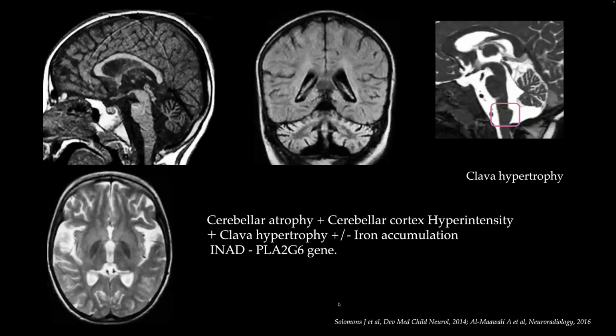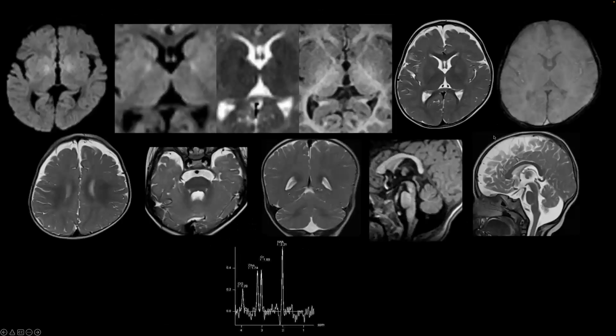So the scan was made. The child was sent for genetics, and it came out with a gene for INAD with uncertain significance. These are the typical changes of INAD on neuroimaging. At a later stage, it can present with cerebellar atrophy and hyperintense cerebellar cortex. They can also have SWI changes in the deep brain nuclei, and the clava hypertrophy is almost pathognomonic, if I'm not mistaken, for the INAD-related disorder. At this point, I'll open the case for further discussion.